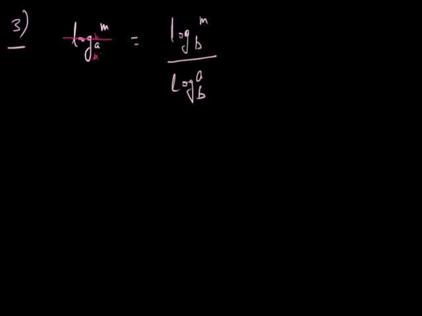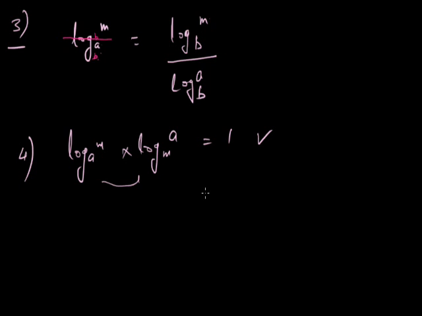Fourth, log_a m into log_m a is 1. If we multiply log of m to the base a and log of a to the base m, we get the value 1. Or we can say that log of a to the base m is equal to 1 upon log of m to the base a. How can you say that? Using this third formula. Try to change the bases from a to m and you'll get this result.